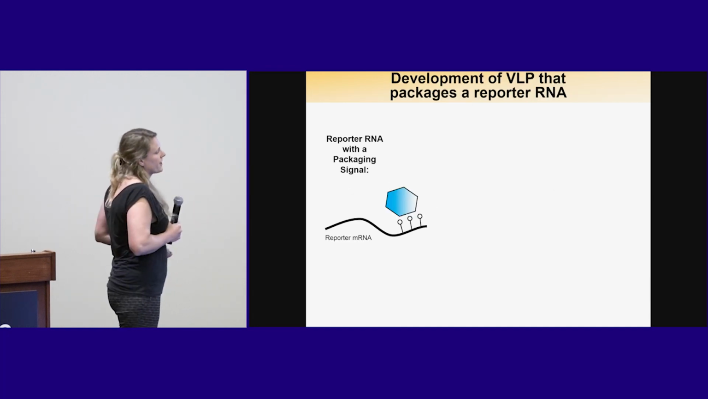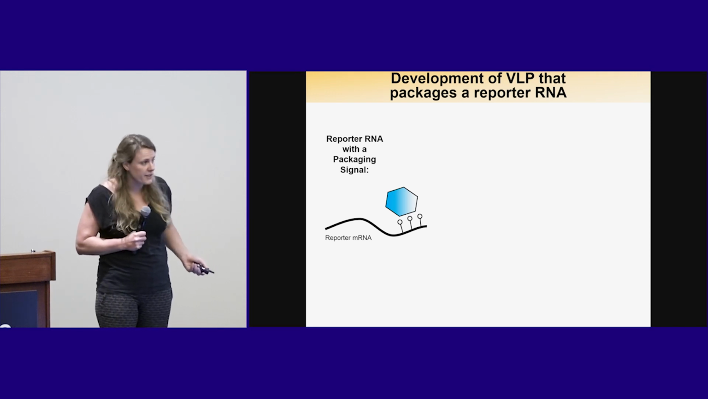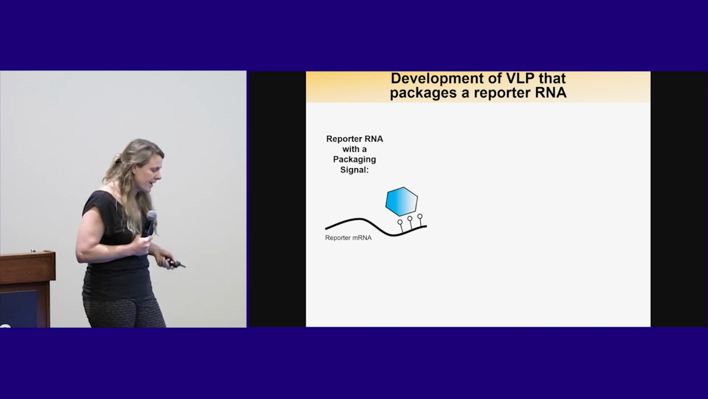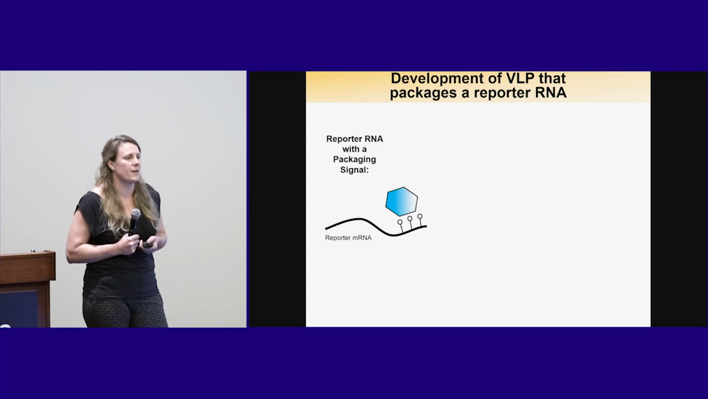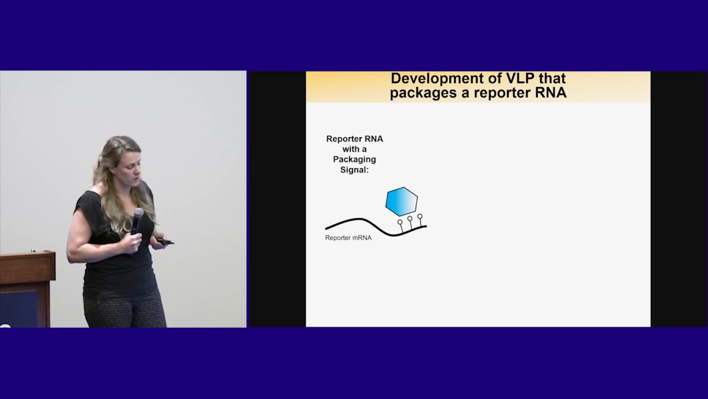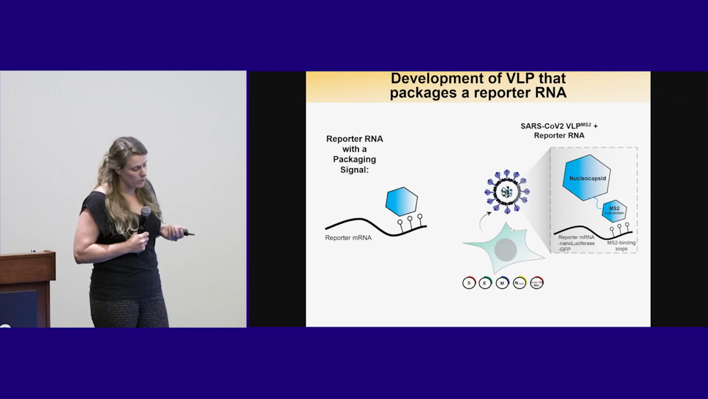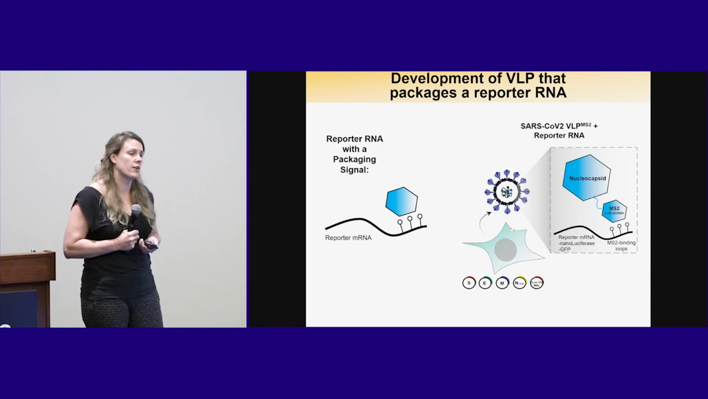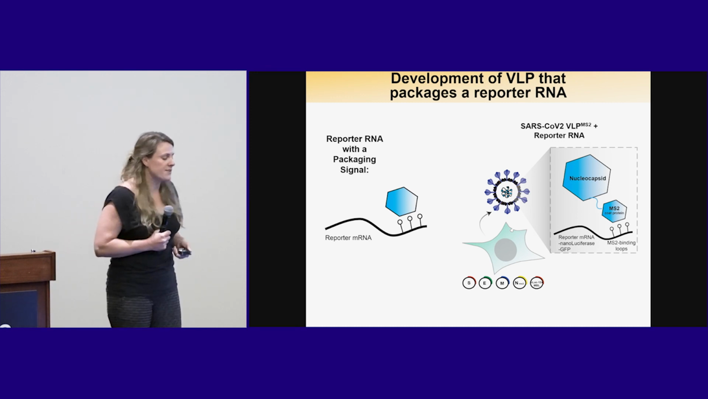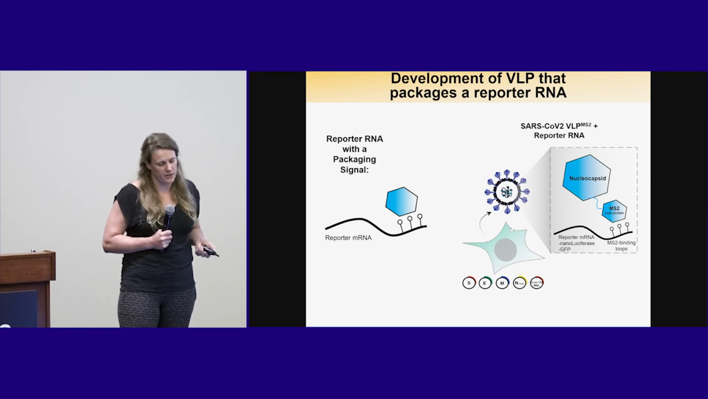So we wanted to turn these VLPs into a reporter system to measure VLP entry into new cells. And so we, of course, wanted to use a reporter RNA. And the best way to do this is by using a reporter RNA and attaching it with a packaging signal to a structural protein. And we chose to use a well-known, established reporter RNA from the bacteriophage MS2, and so this has an established packaging signal that binds very tightly to the capsid protein of MS2.